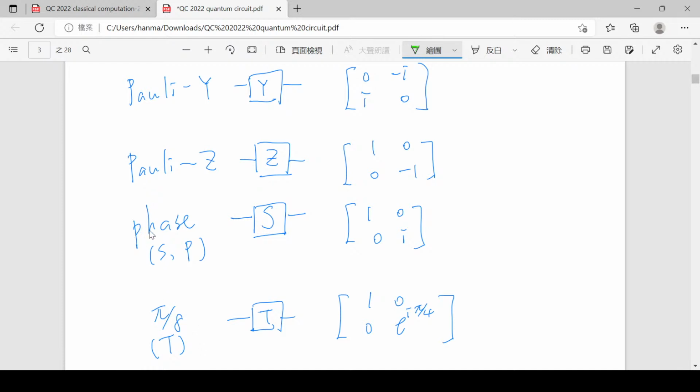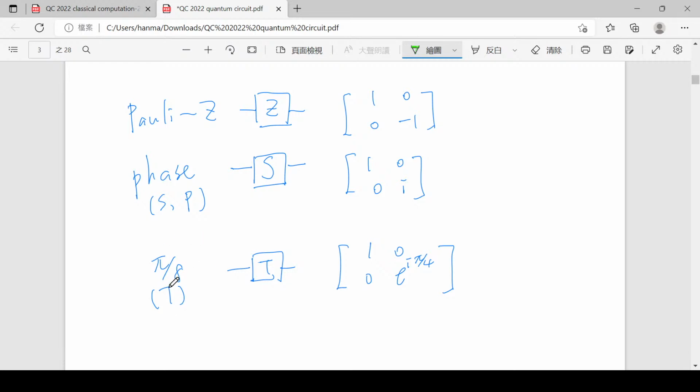And I think we'll probably see later, you can think of this as some kind of rotation around an axis. We'll see this interpretation later. Anyway, for now we can remember the matrix here. This S gate's matrix is this 1, 0, 0, i, and it is the square root of Z.